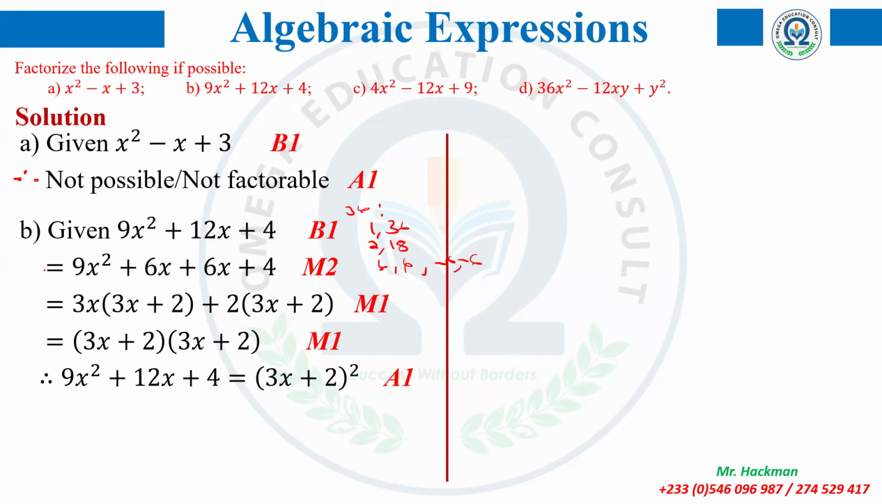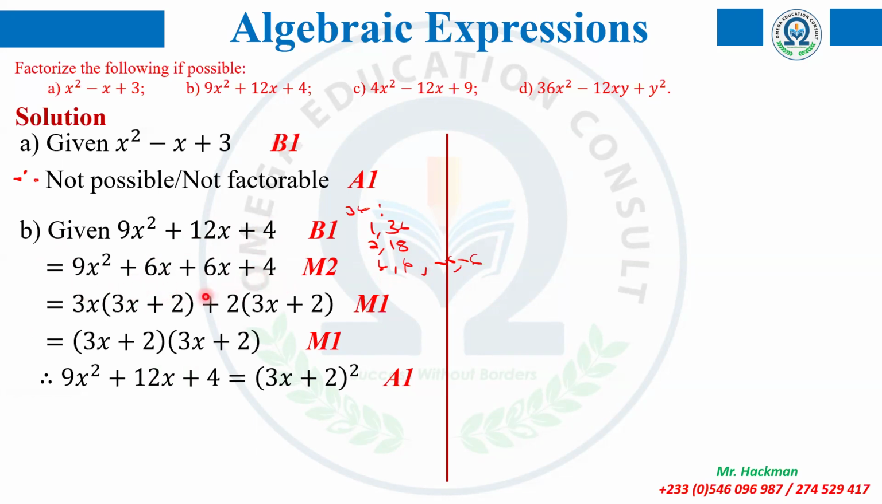So you start with equal to. If you started with implication, you are doomed from this point. It will be M0, A0, take note. So you write equal to here. Let me go and pick there so that you can see. So equal to, then you come and split this using your factors, and we settle on positive 6 and positive 6. So you write 6, then you attach the variable here, which is x. Then you write 6 again and attach your variable x. Then you come and add the 4.